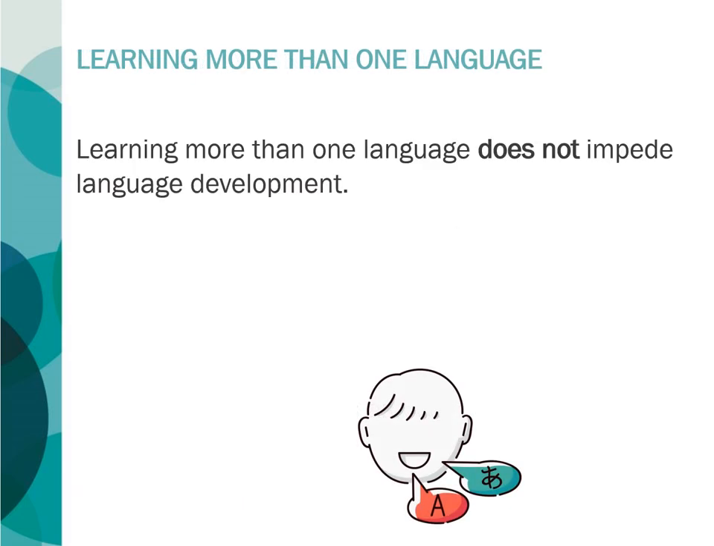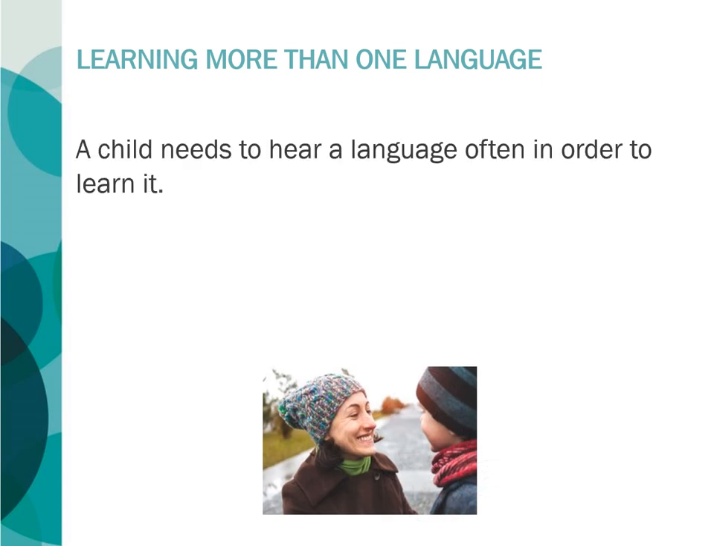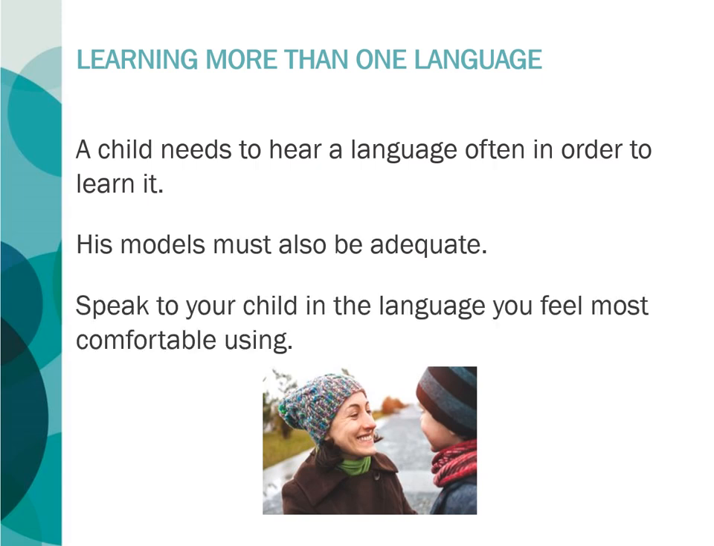Learning more than one language does not impede language development. The child who develops his language abilities in a bilingual environment goes through the same developmental stages expected for every language. Of course, a child needs to hear a language often in order to learn it. His models must also be adequate. Speak to your child in the language you feel most comfortable using.